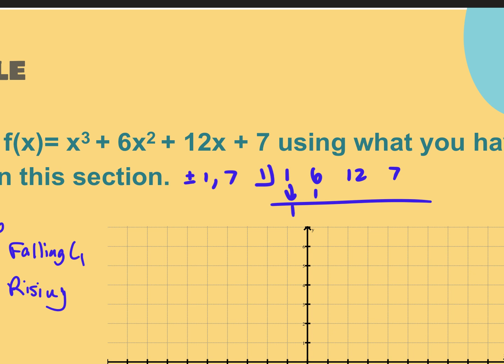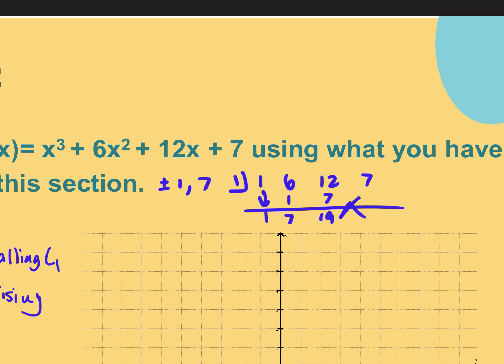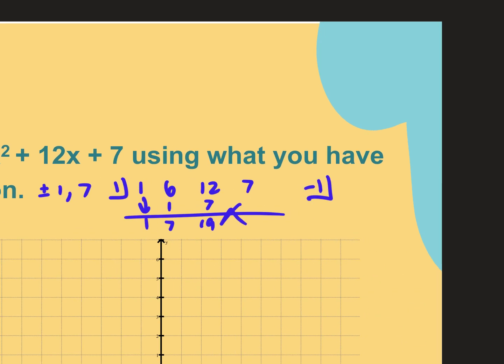1 times 1 is 1. 6 plus 1 is 7. 7 times 1 is 7. This is 19. Is this going to give me 0? Okay. So just move along. Don't waste your time. 1, 6, 12, and 7. Then -1: this is 5, -5, 7, -7.